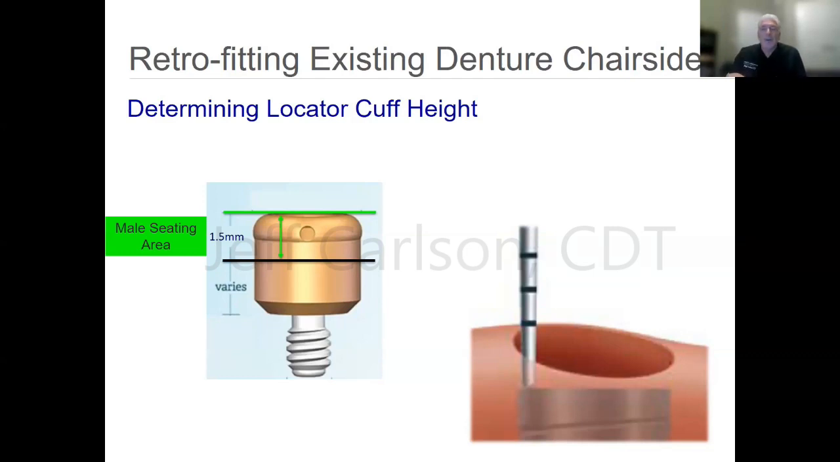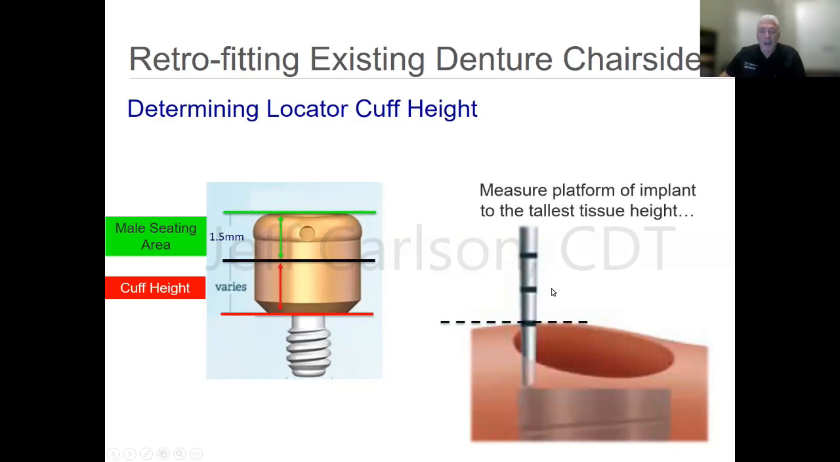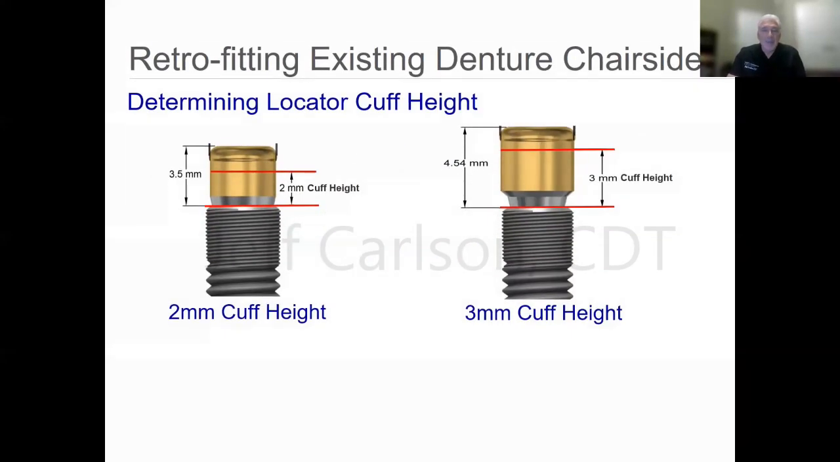So one more time, looking at this, what you want to do when you're measuring cuff height is get your probe to go down to the platform of the implant, and you want to measure at the highest point of tissue here, because aesthetics are not an issue here. But you want to get to the highest point, and then that's where you're going to make the decision of what cuff height to utilize. So again, you want to get taller than that, but measure to the highest portion of the gingival height.